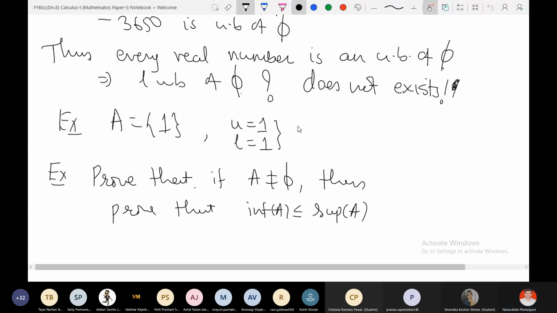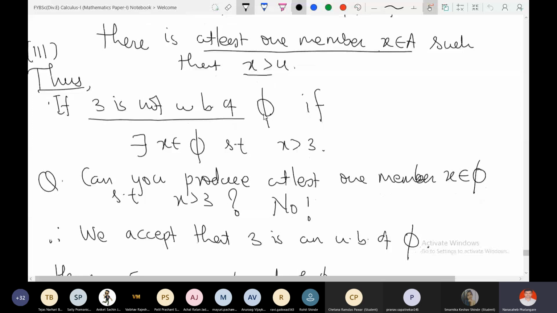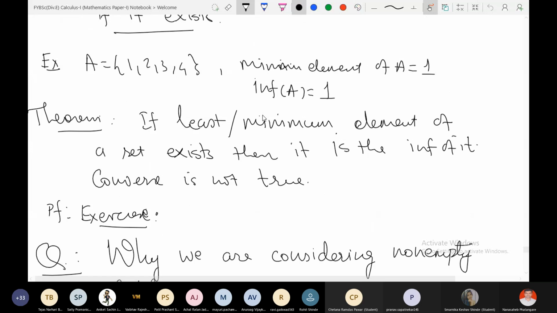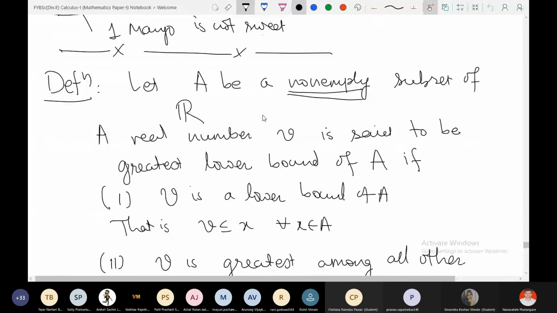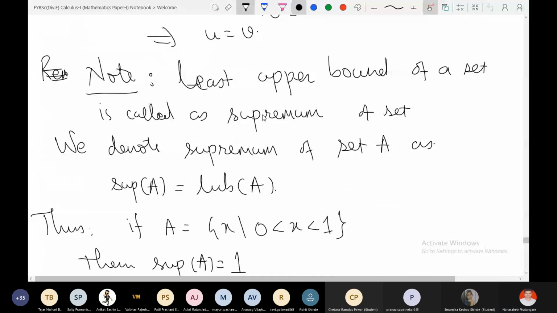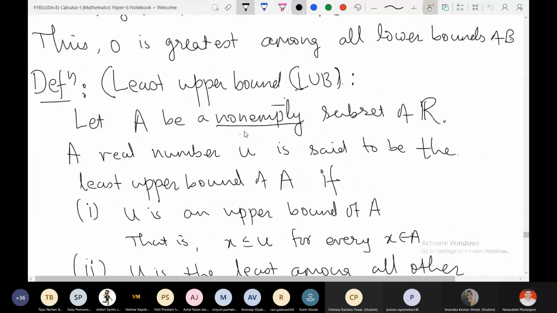Okay, so yesterday we were talking about supremum and infimum of a set, right? So what is the supremum of a set? Supremum of a set is the least upper bound. So, least.